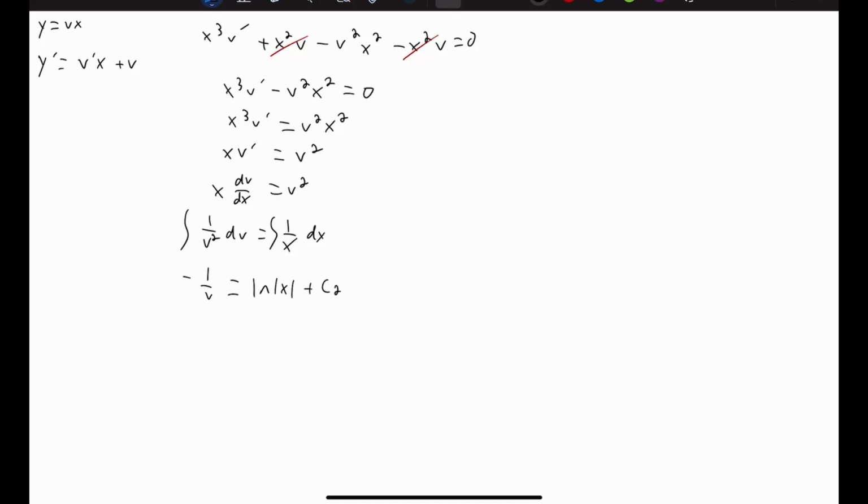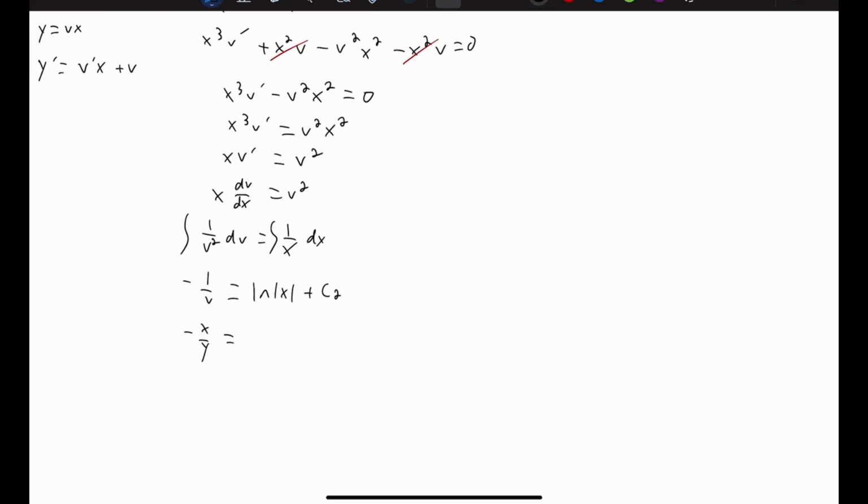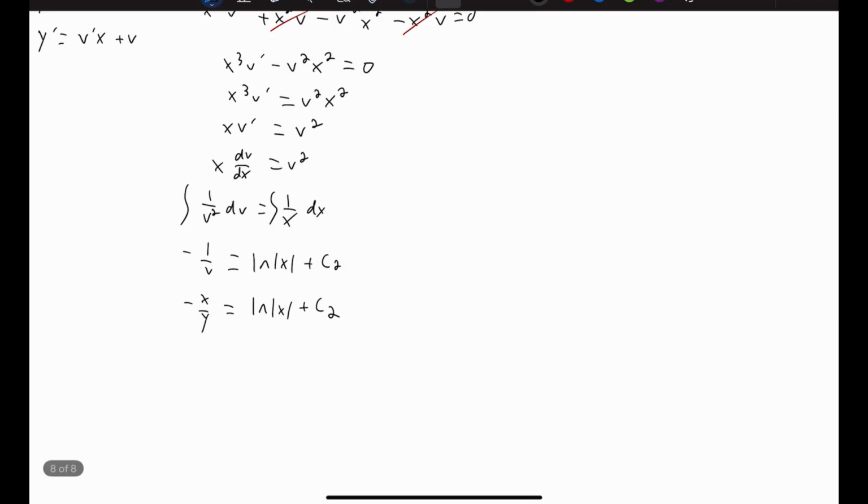We can combine the constants from both sides into just one side here, into one collective c1. If we go ahead and substitute back in for v on this left side, we're taking the inverse, so that'll become negative x over y. Again, we're just using this v substitution that we initially did, is equal to ln x plus c2. We can now go ahead and isolate for y by switching around our sides here. You're going to end up with y equals, that'll be negative x over that right side.